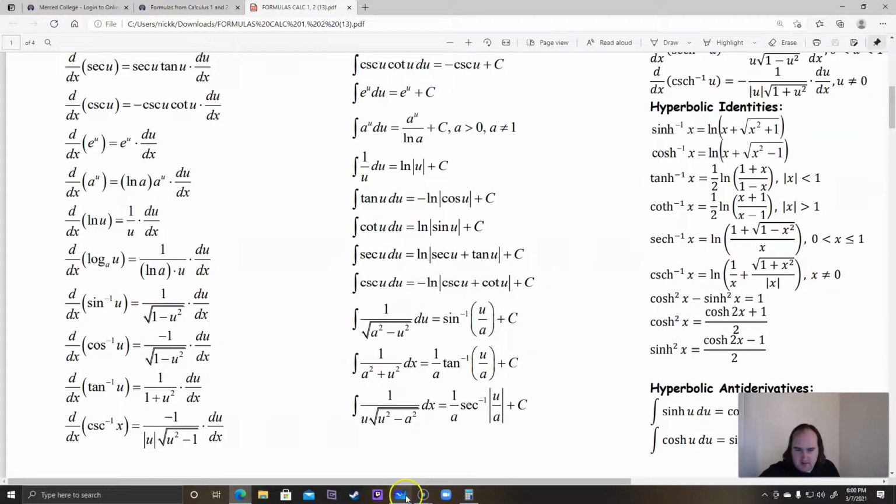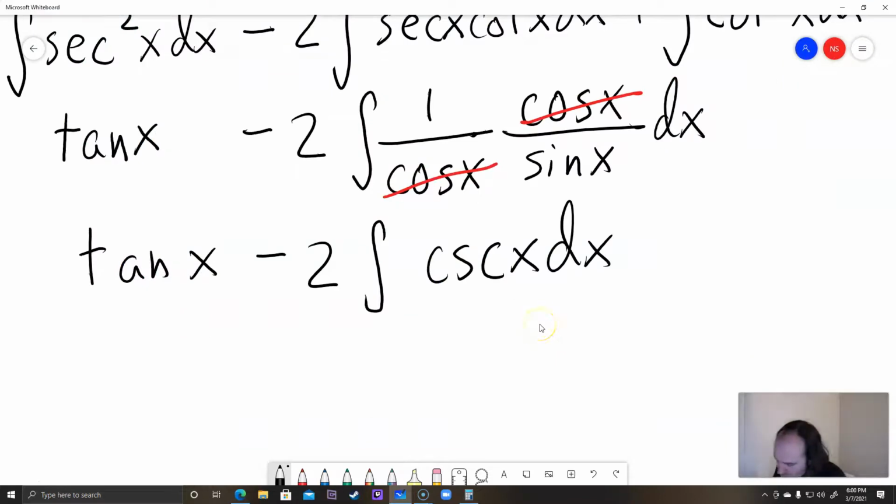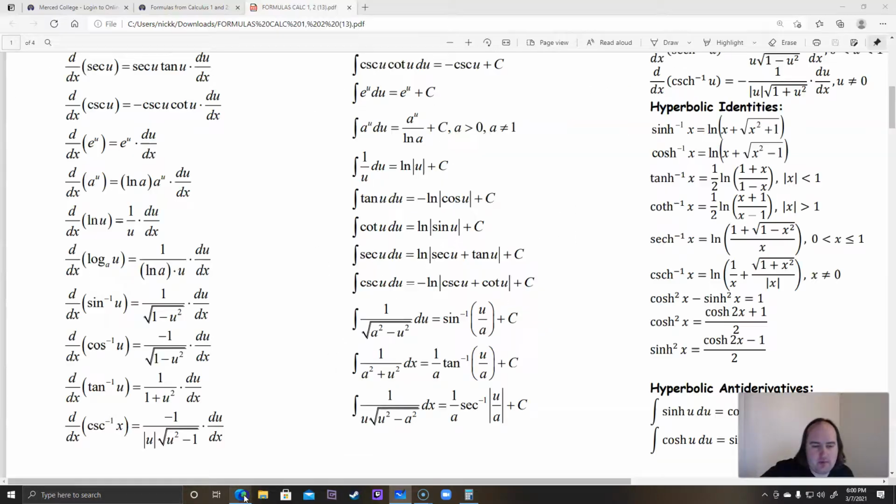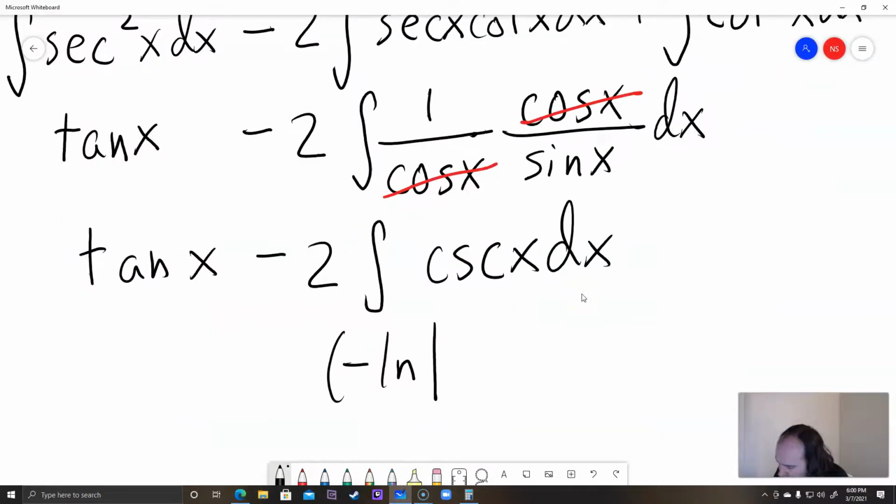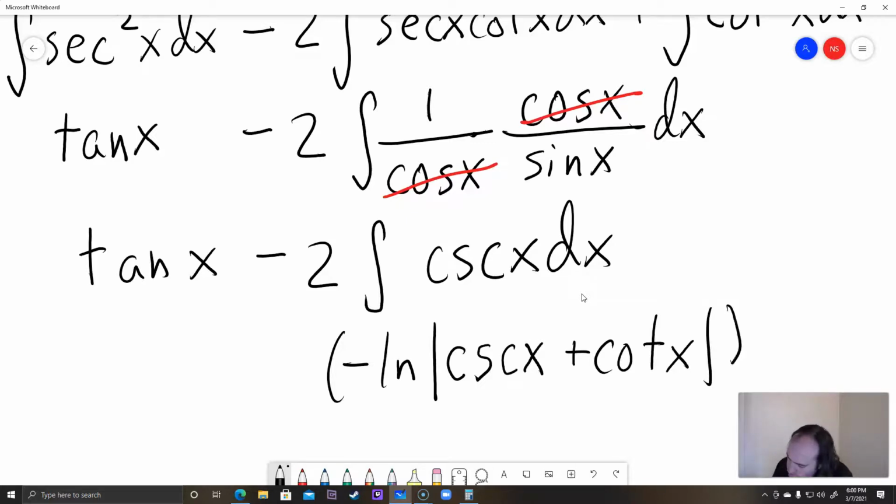So negative ln. Here we're going to have negative ln of absolute value of cosecant of x plus cotangent of x, because here our u is actually x. And then don't forget we still have a negative 2 out front. And we still have a tangent of x.